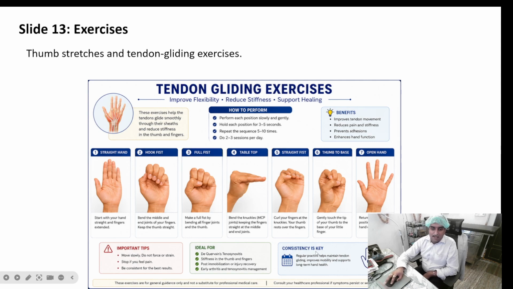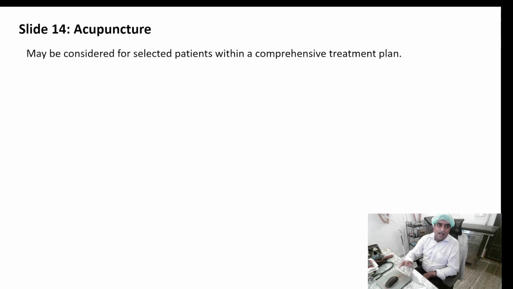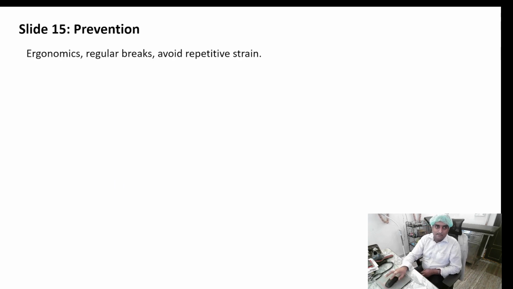For everything, consistency is the key. Regular practice helps maintain tendon gliding, improves mobility and supports long-term health. Ideal for De Quervain tenosynovitis. These tendon gliding exercises are also used for stiffness in the thumbs and fingers, post-immobilization or injury recovery, early arthritis or tenosynovitis management also. Acupuncture may be considered for selected patients with a comprehensive treatment plan.